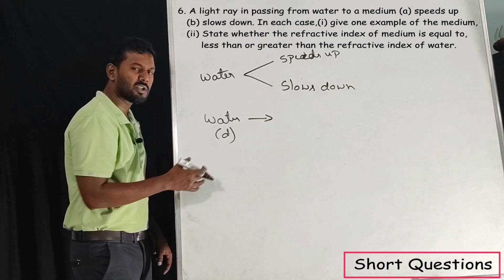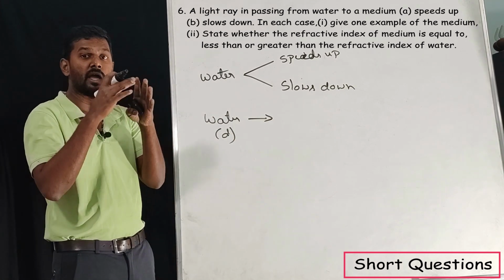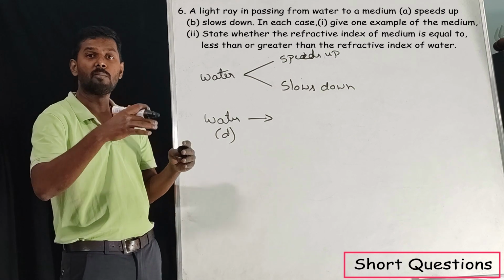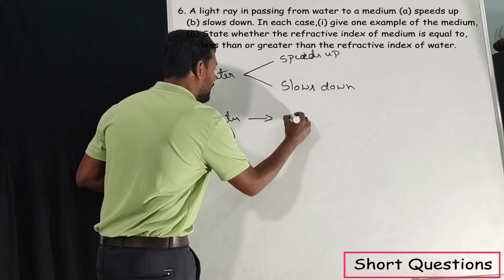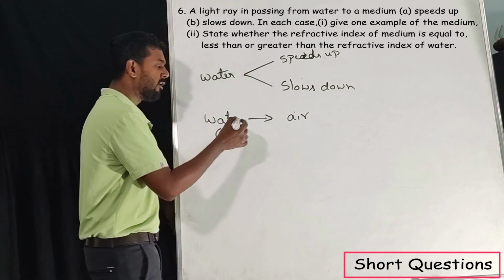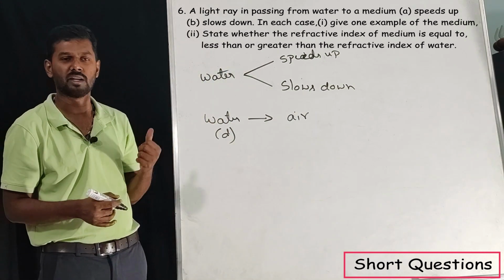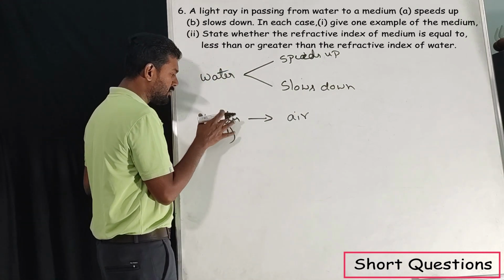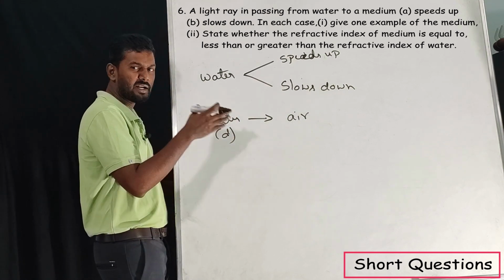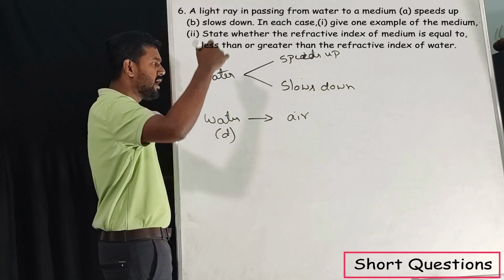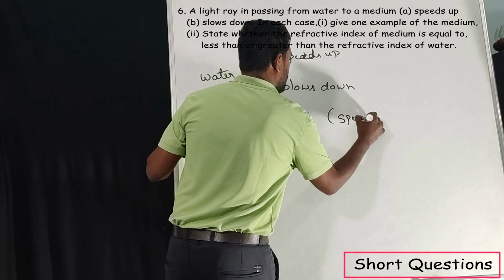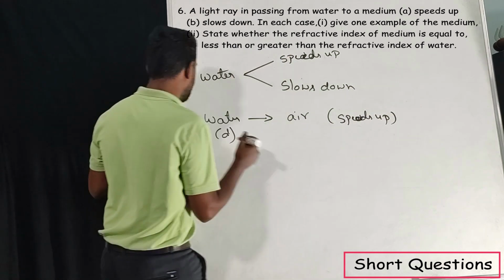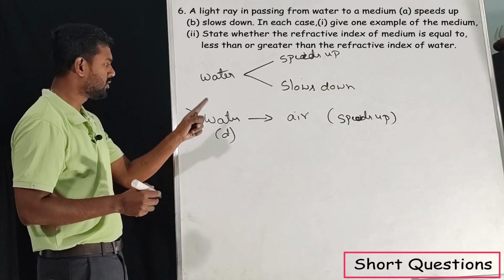In water the molecules are close to each other. The medium in which the molecules are away from each other compared to water is nothing but air. Compared to water only you have to write whether it is denser or rarer. When the light enters from water to air, it speeds up. Okay, this is one example, water to air.